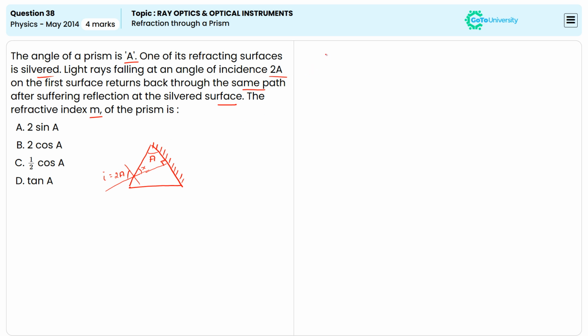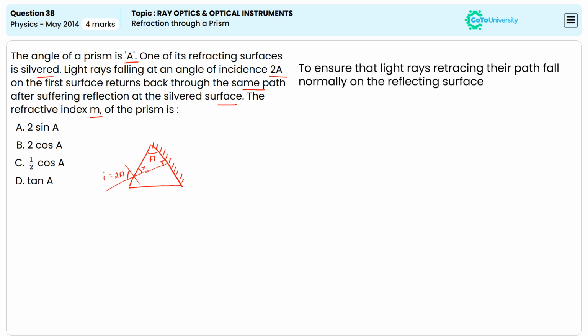To ensure that the light rays retrace their path, the ray must be normal to the reflecting surface. Then in the triangle, X plus A plus 90 degrees is equal to 180 degrees, the sum of all three angles. So X is equal to 90 degrees minus A. This is the normal, so this angle is 90 degrees.